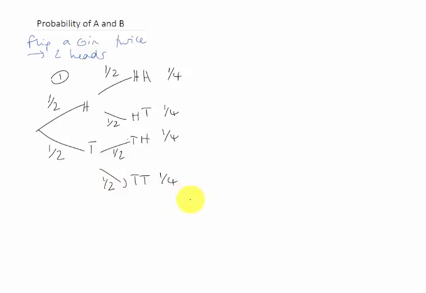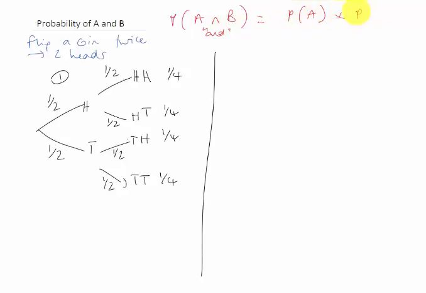Good. And so now what I'd like to think about is how to think about this using a different notation and just using an equation to work it out. So if we say A and B, the way we would write that is the probability of A and B. So this symbol here means and. And in fact, if we work it out, we know that the probability of A and B equals the probability of A times the probability of B.